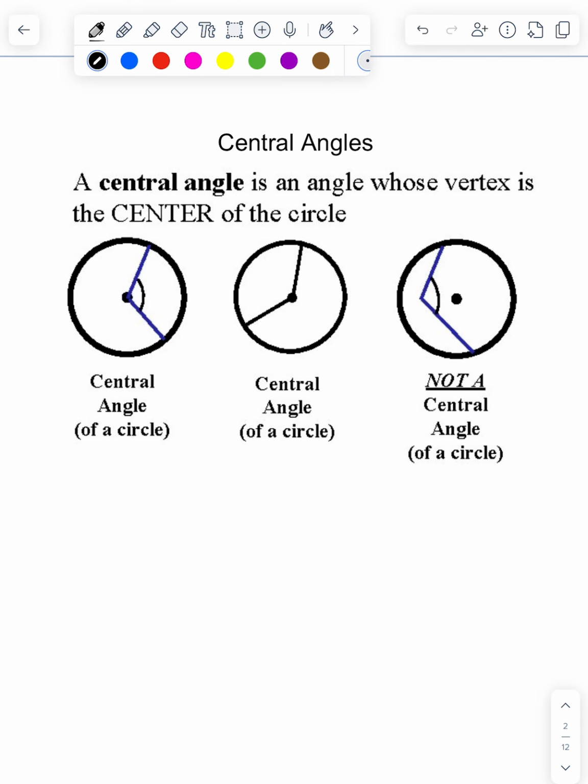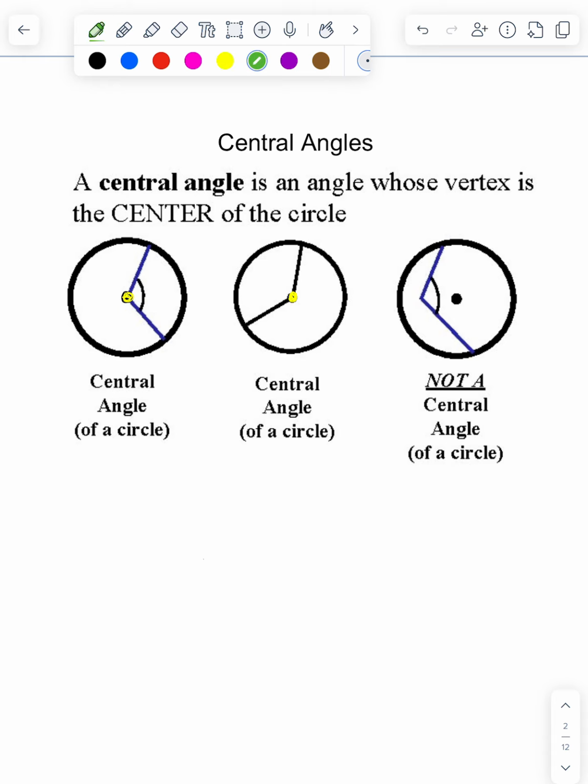We saw what the central angle was before. A central angle is an angle whose vertex is on the center of the circle. So if you take a look at the example on the left, that's a central angle because the vertex is right here on the center of the circle. In the middle, we also have a central angle, it's just facing a different direction, but the vertex is once again on the center of the circle. The last picture on the right is not a central angle because the vertex is not on the center of the circle. Central angles have an important relationship with their intercepted arc.